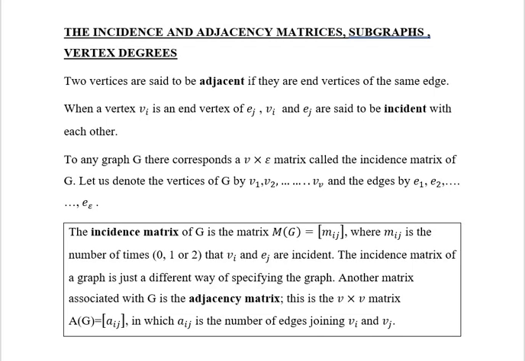The incidence matrix of a graph is just a different way of specifying the graph. Another matrix associated with G is the adjacency matrix. This is the V by V matrix, usually denoted as A of G equal to matrix Aij, in which Aij is the number of edges joining Vi and Vj. Now we can see an example for the incidence matrix as well as for the adjacency matrix.